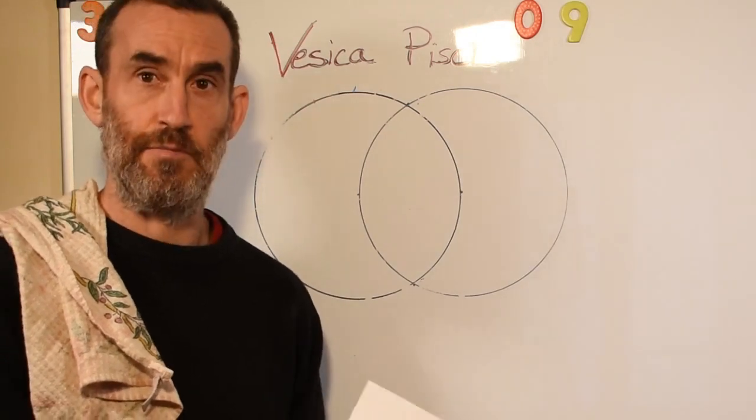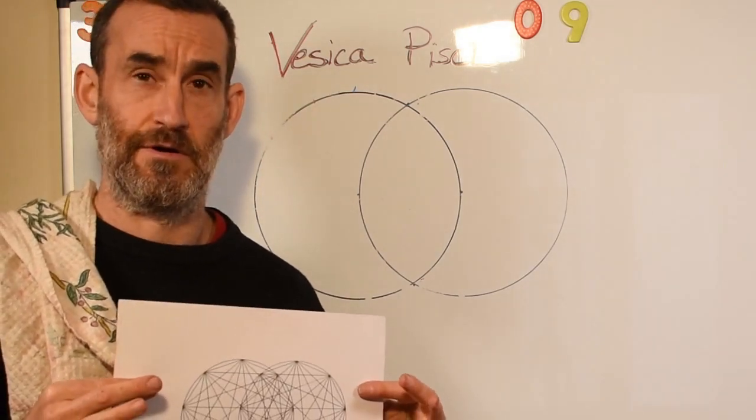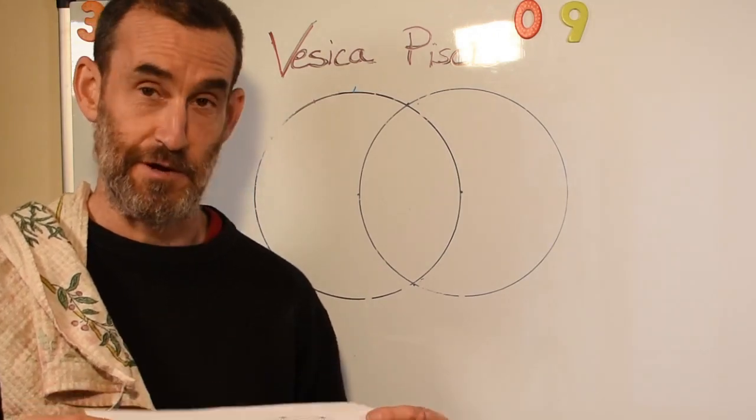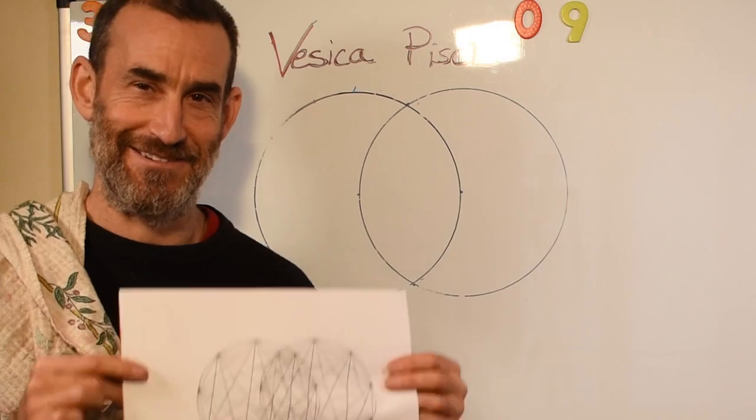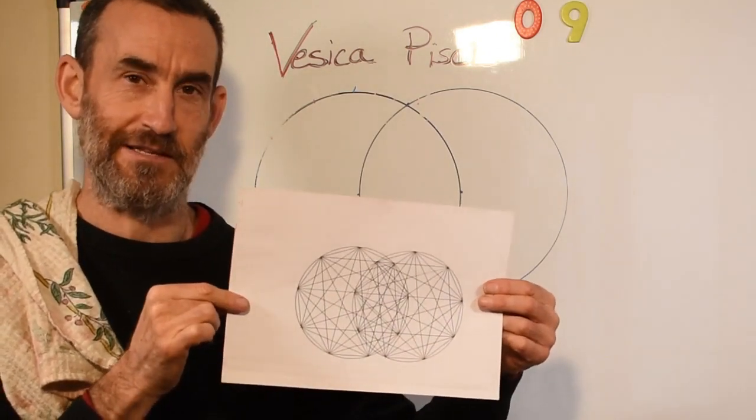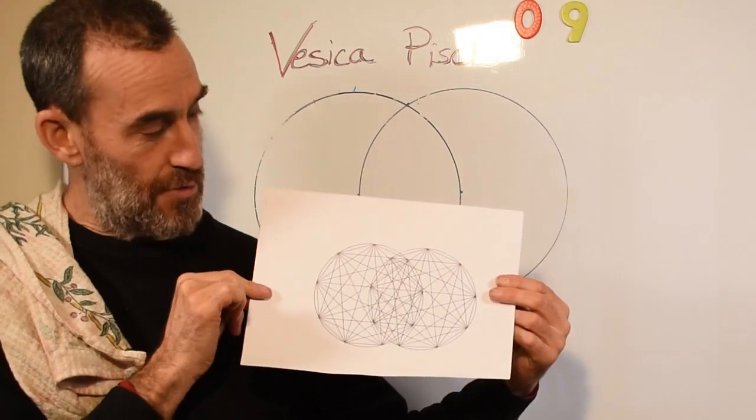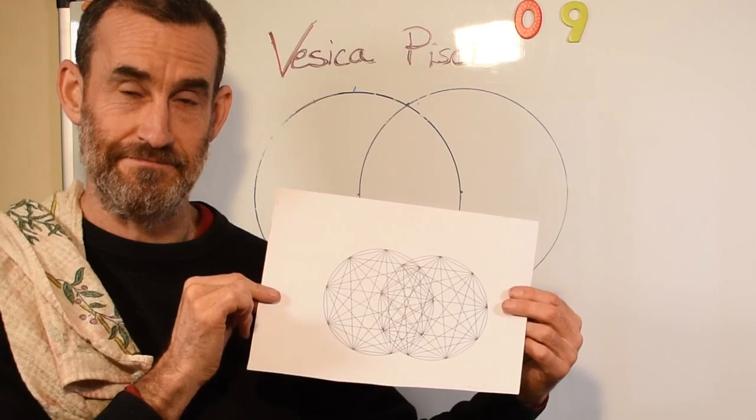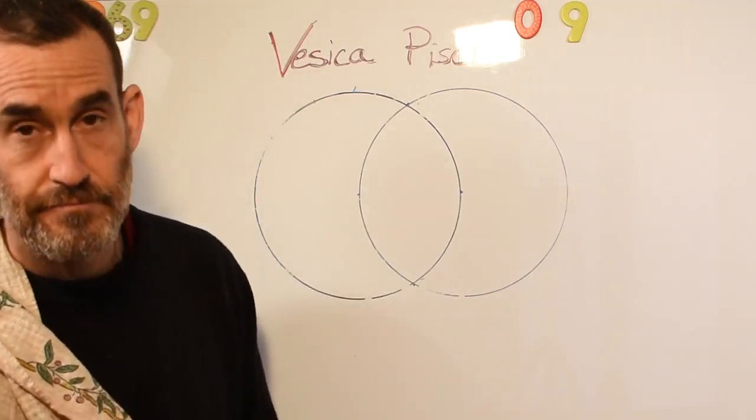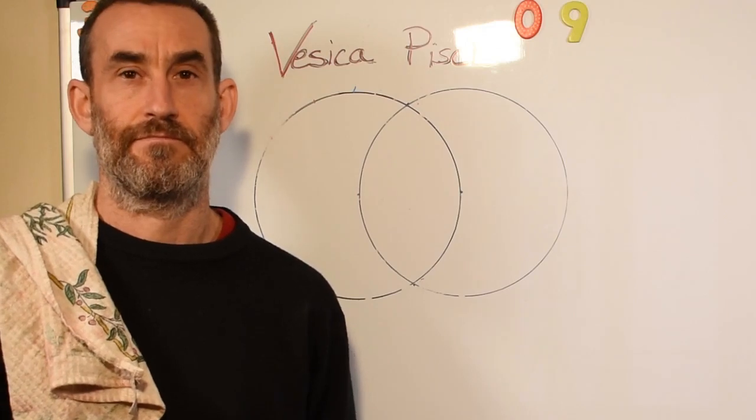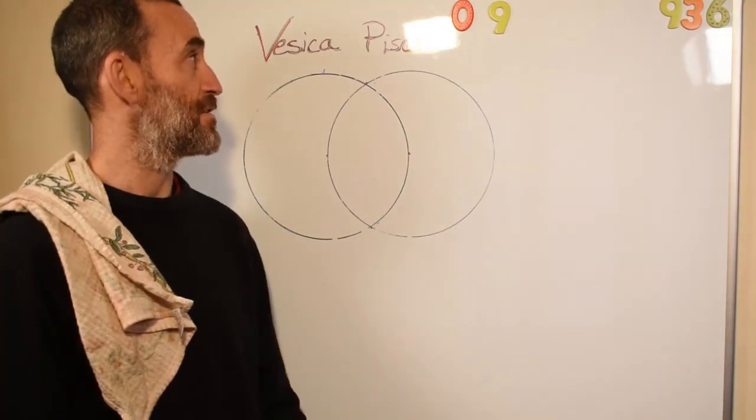I will try and put this up on the website as a download, so people can also take a bit of time and have a look at the Vesica Piscis with the nine-spoked mandala, or whatever it's called. So that is the Vesica Piscis.